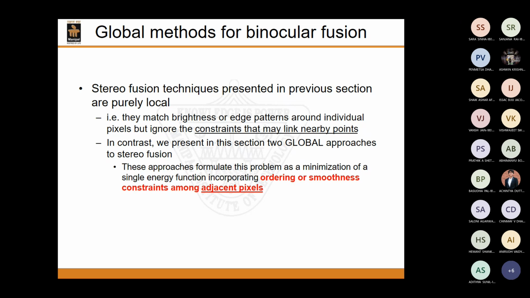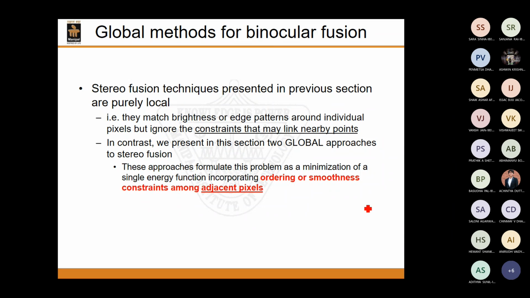So the previous methods of multi-scale edge matching and window-based correlation pixel point pair matching were all local methods, because they made use of only the local information. Now what we have is the global methods for binocular fusion, right? Global methods means that instead of just considering the small neighborhood, we try to look at all the pixels, or the whole information which is present in the whole image, in order to do the binocular fusion, or in order to find the correspondence between the different pixel points.